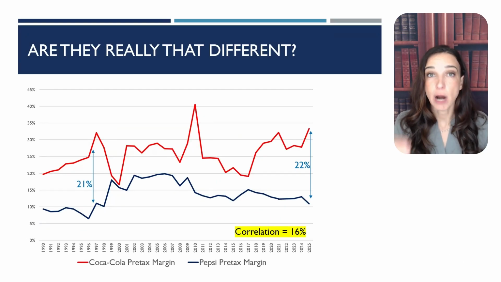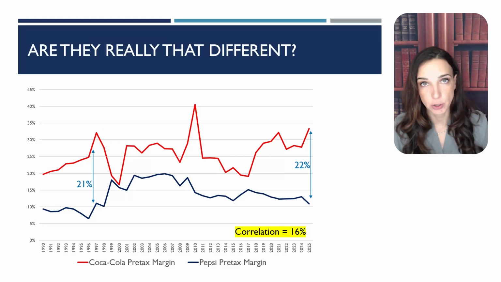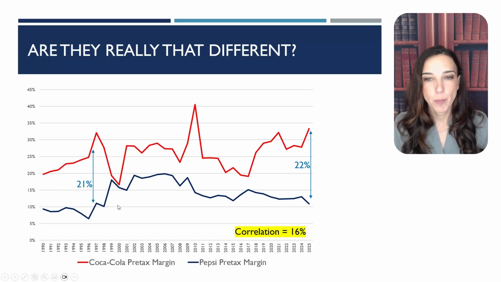Now let's incorporate our financing and transitory items. So we're looking here at the pre-tax margin. Coca-Cola is still higher, but the correlation is now all the way down to 16%.